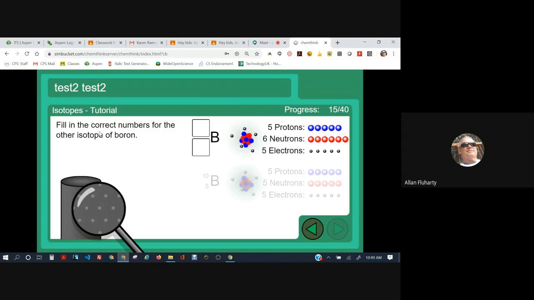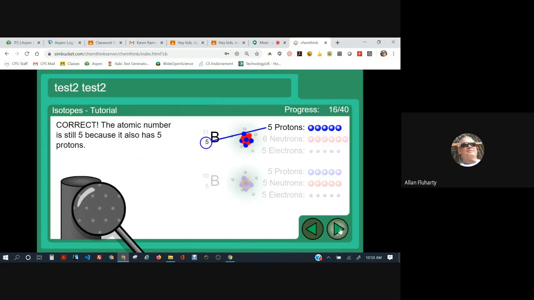Okay, fill in the correct numbers for the other isotope of boron. We know the bottom number, and look, if I hover over the box there are little arrows I can use to change the number. It's a 5 because there are 5 protons. That's the atomic number. The top number is 11. Why 11? Because 5 protons plus 6 neutrons, that's the mass. It's the mass number.